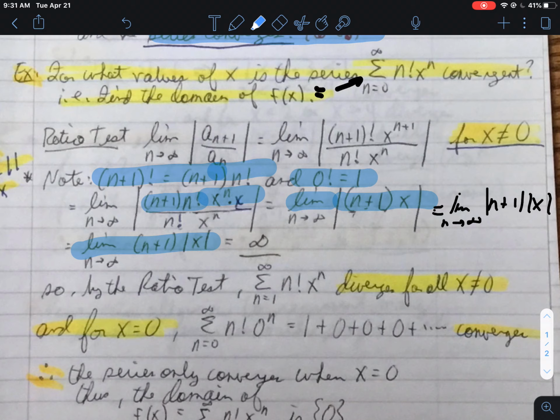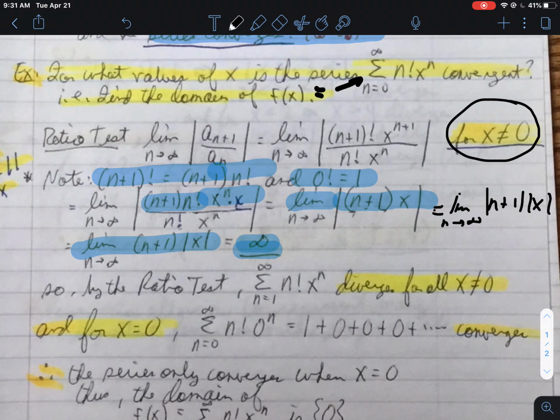Now, n plus 1 as n approaches infinity is going to go to infinity, right? So I've got infinity times the absolute value of x, whatever x is is irrelevant. If n approaches infinity, this entire expression approaches infinity. Now, this is the result of your ratio test. So that tells you that that series is divergent. It's divergent for all values of x except necessarily 0.